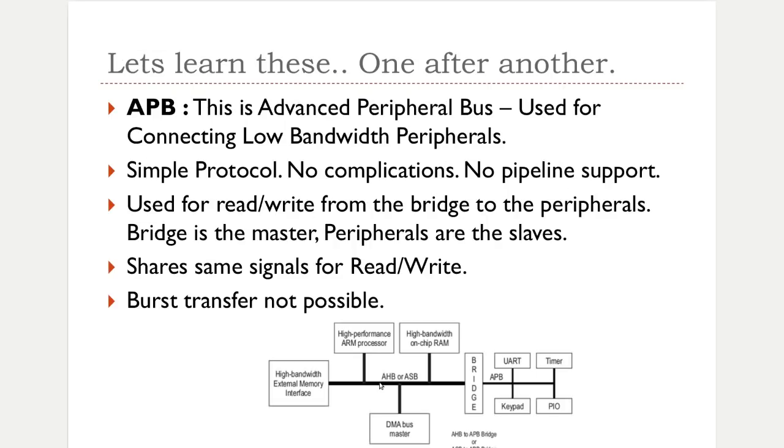Now we need to understand the components one by one. First one, APB. What is APB? You can see that here, this is APB, which is nothing but the advanced peripheral bus. The term itself makes it very clear. It is meant for connecting the peripherals, like UART, keyboard, PIO, timer. All these are low bandwidth peripherals. So it is a simple protocol, no complications, no pipeline support is required, used for read and write from the bridge to the peripherals. This bridge is the one which is going to control and connect all this stuff, and we can use APB in between to get the read or write control. Please remember, the bridge is the master, the peripherals are the slaves, and we will share the same signals for read and write, and burst transfer is not at all supported. That's a very important point you need to understand. We cannot have burst transfer enabled.